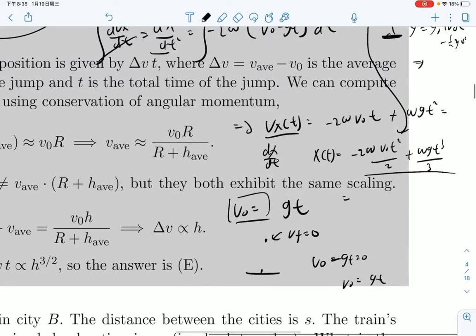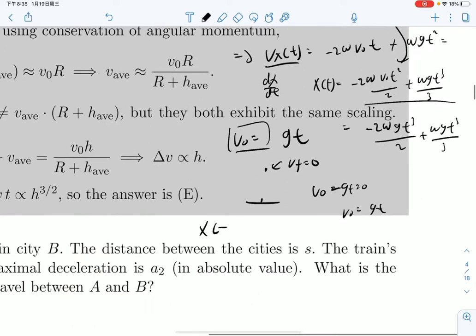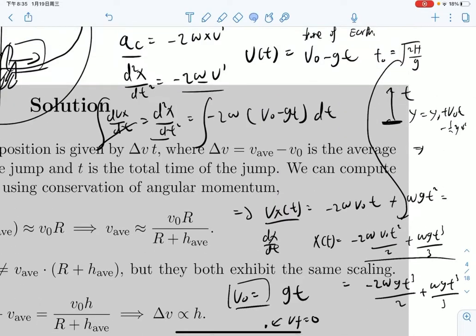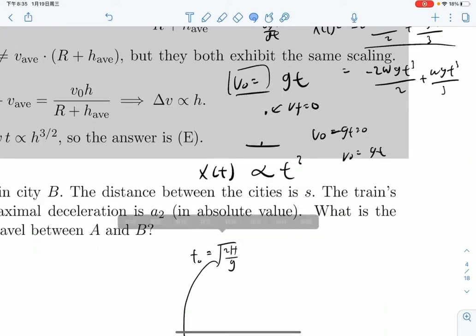So this term is basically 2 omega g t cubed divided by 2 plus omega g t cubed divided by 3. And you can see x(t) is proportional to t cubed. And we know that t is equal to that term. So now if you plug in the term, you can see x(t) is proportional to h to the 3/2. No, that is h to the 3/2.